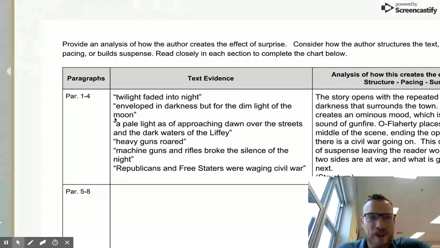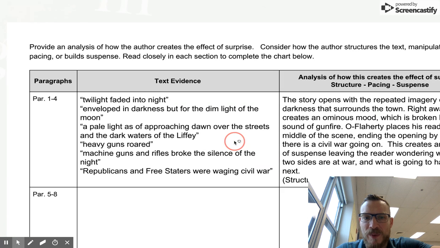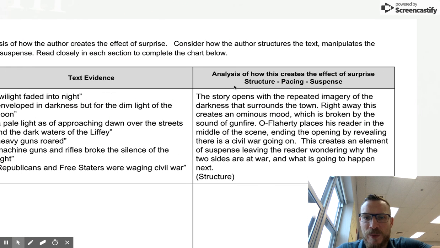So in paragraphs 1 to 4, I focused a lot on the imagery. Okay, so twilight faded into night, enveloped in darkness, but for the dim light of the moon. A pale light as of approaching dawn over the streets and the dark waters of the Liffey. Heavy guns roared, machine guns and rifles broke the silence of the night. Republicans and Free Staters were waging civil war. This is all imagery about what's happening in the setting. And what I do here is analyze it. Well, how does this text evidence create the effect of surprise?